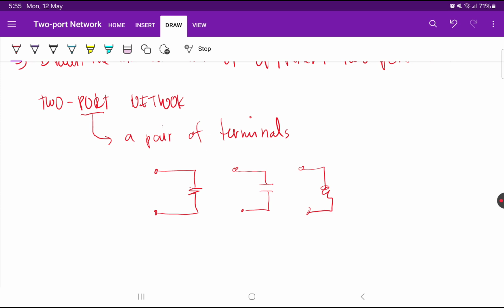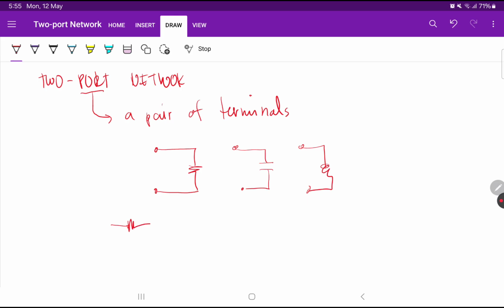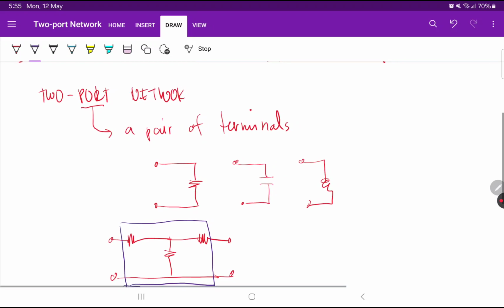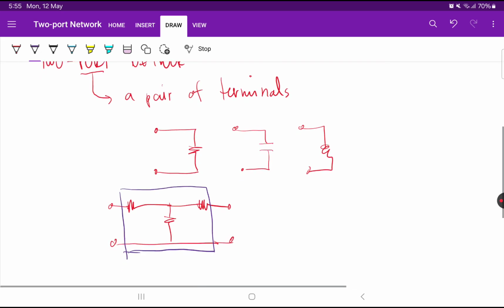Now, if you combine them, for example, the T network, the most common network that we have, here we actually have two ports. So we call this a two-port network. And usually we draw a block to model the network inside this block. In this unit, we'll focus on that type of network, one that has two ports, or two pairs of terminals.